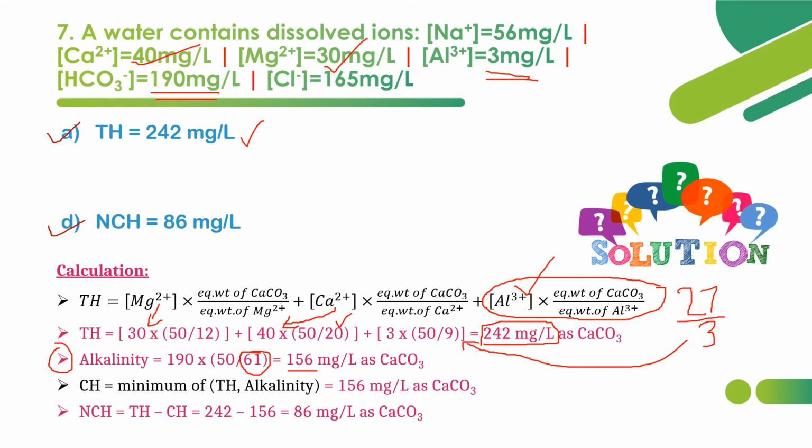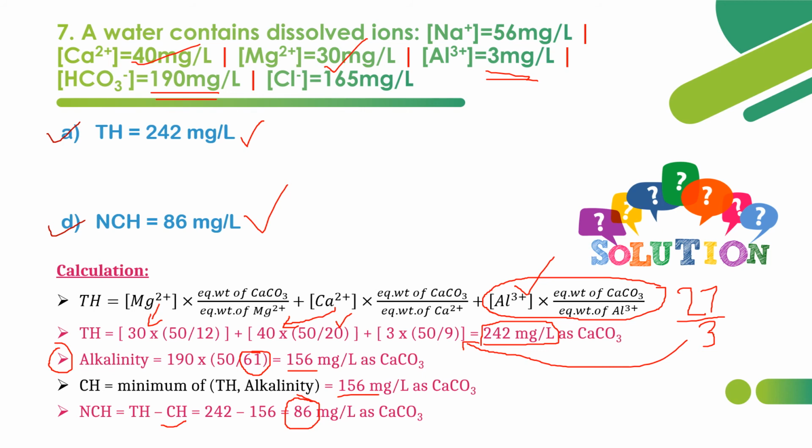Carbonate hardness is given by the minimum of total hardness and alkalinity. Total hardness is 242 and alkalinity is 156, so the minimum of those two gives the carbonate hardness. The difference between total hardness and carbonate hardness gives the non-carbonate hardness, so 86 milligram per liter. So option D is correct for non-carbonate hardness. This is how we have to proceed with the hardness concept and alkalinity concept.